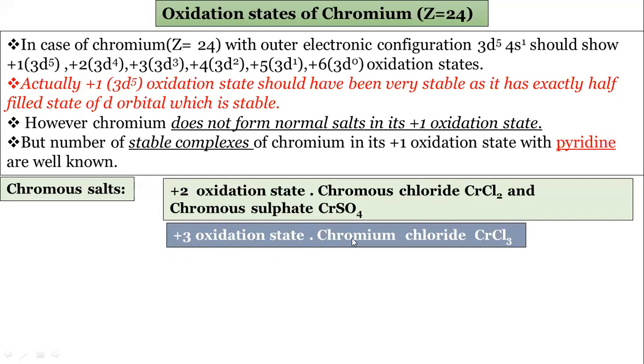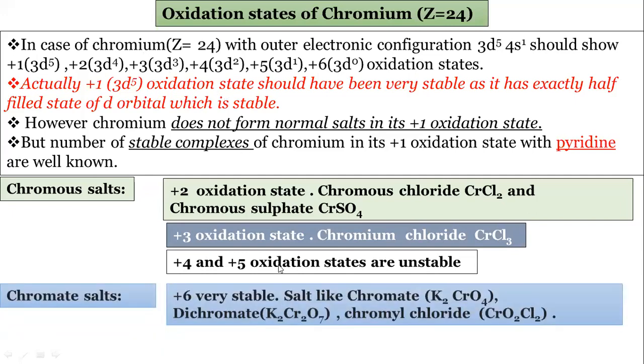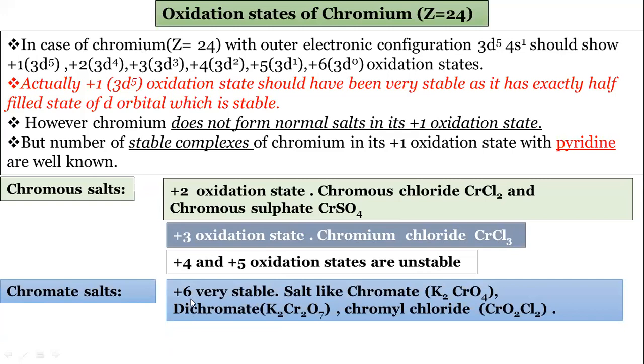The +3 oxidation state shows a compound, chromium chloride, CrCl3. +2 is chromous, +3 is chromium. Then +4 and +5 oxidation states are unstable, so chromium does not show any compound in +4 and +5. And the +6 oxidation state is very stable, because all the electrons from 4s and 3d are donated.